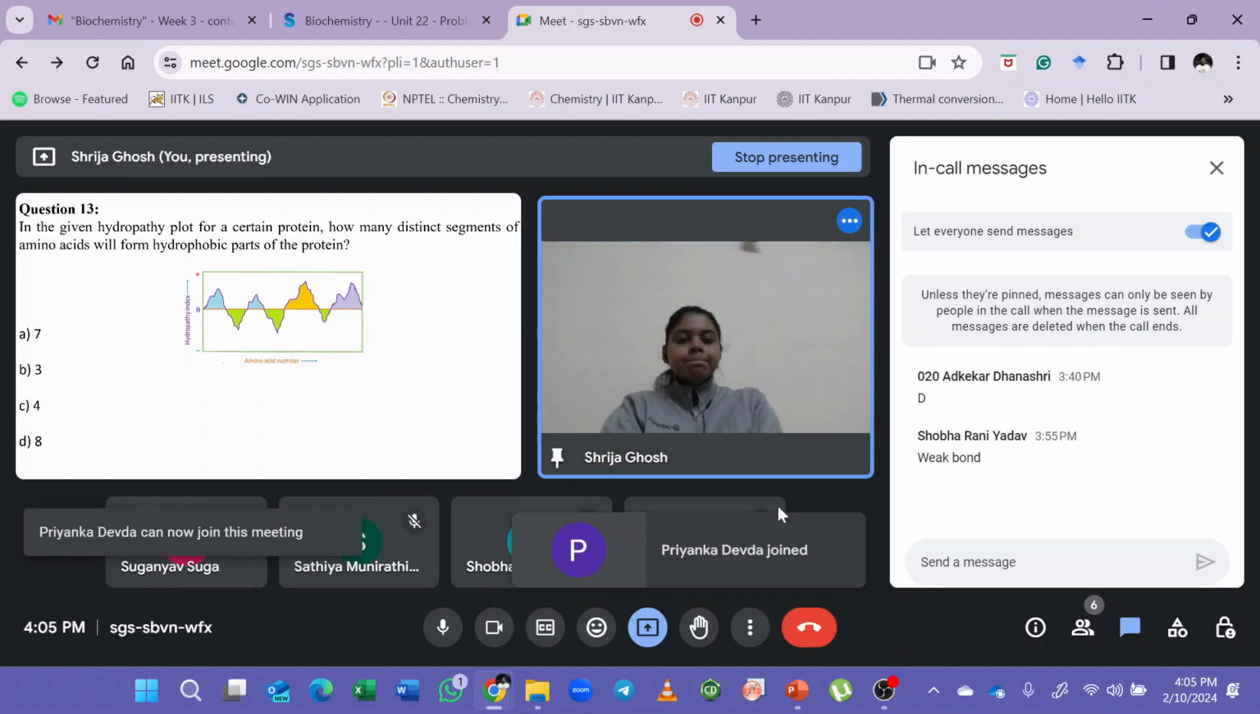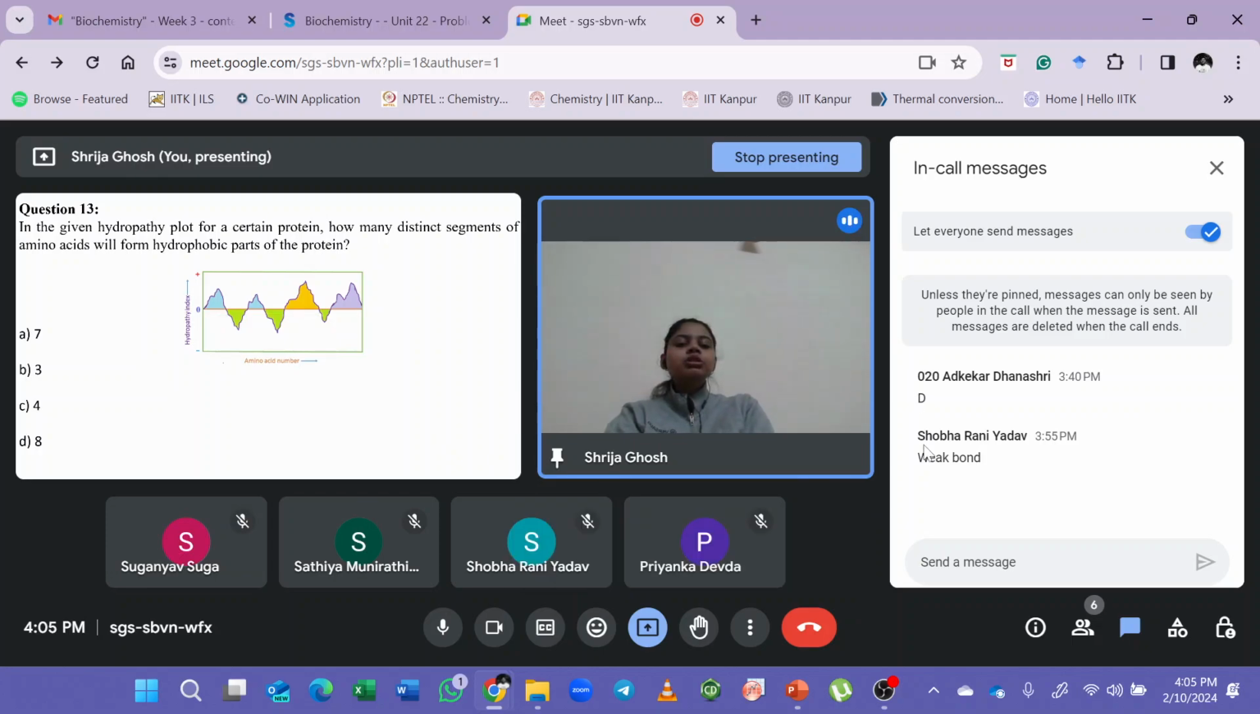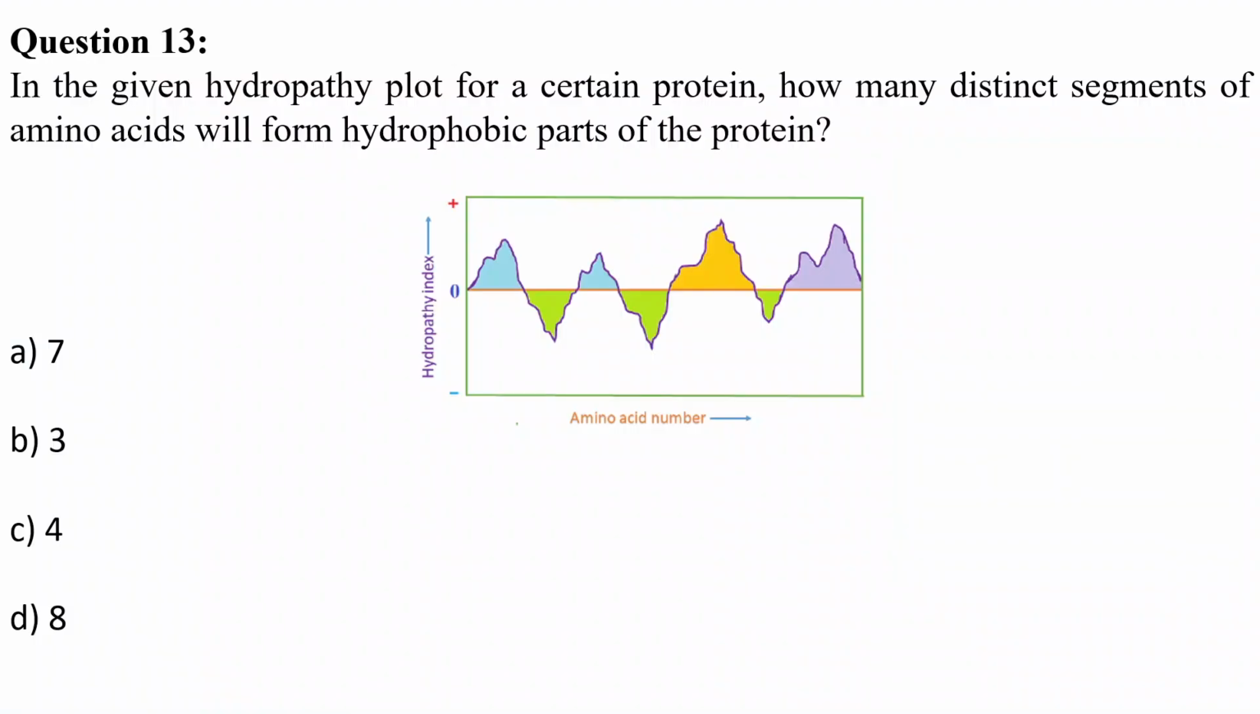Tell me, how many sections are hydrophobic in this plot? I have told you, hydrophobic residues show a positive value in the hydropathy plot. Yes, Shobha has answered 4. Very good. So 4 sections, we can see 4 sections are above the axis. So 1, 2, 3 and 4. So these 4 sections have a positive hydropathy index. Thus, those 4 sections represent the hydrophobic parts of the protein.